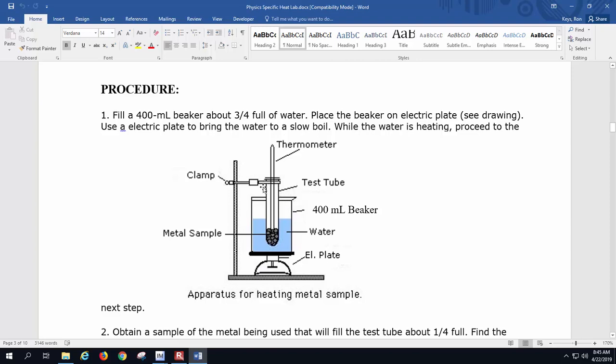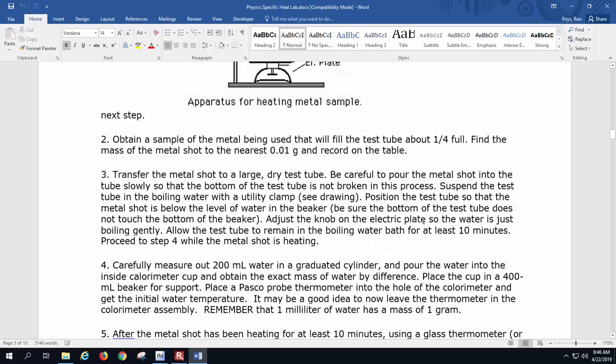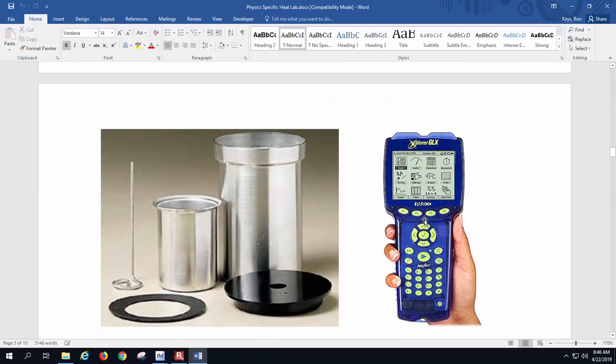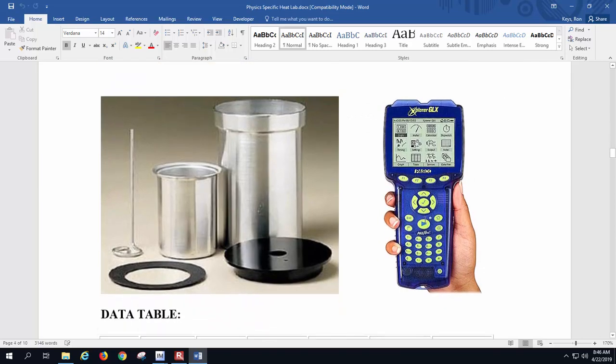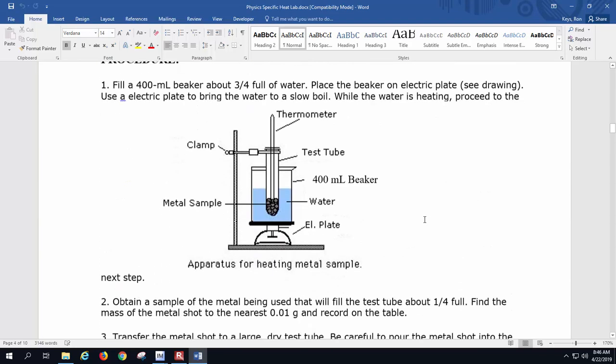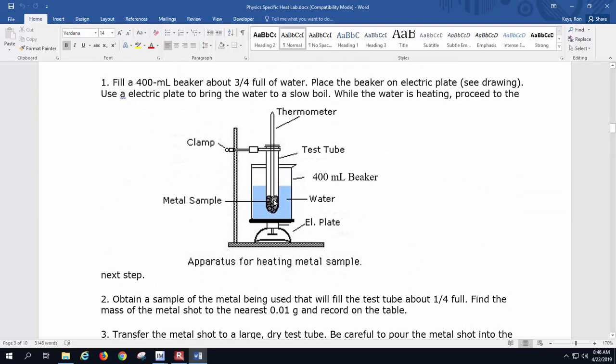Then you're going to take this test tube, wrap some paper towels around the top, because we're going to dump this metal into water. The temperature of this metal right here, and the thermometer should verify this, should be very, very close to 100. I'm hoping it's 100, because it's in boiling water.